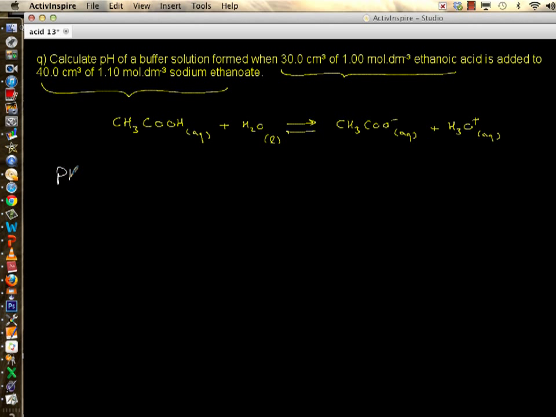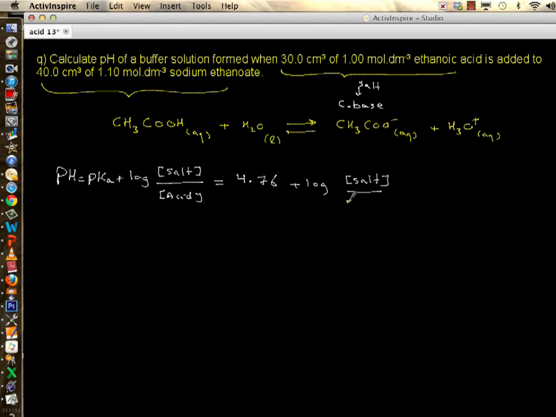Now I'm going to just apply Henderson Hasselbalch. So pH of a buffer should equal its pKa plus log of concentration of salt, which is your conjugate base. So this is conjugate base, but it also comes from your salt. So don't forget, divided by concentration of your acid. pKa of ethanoic acid, you will look it up, is 4.75, rather 4.76, sorry, plus log of concentration of salt over concentration of acid.